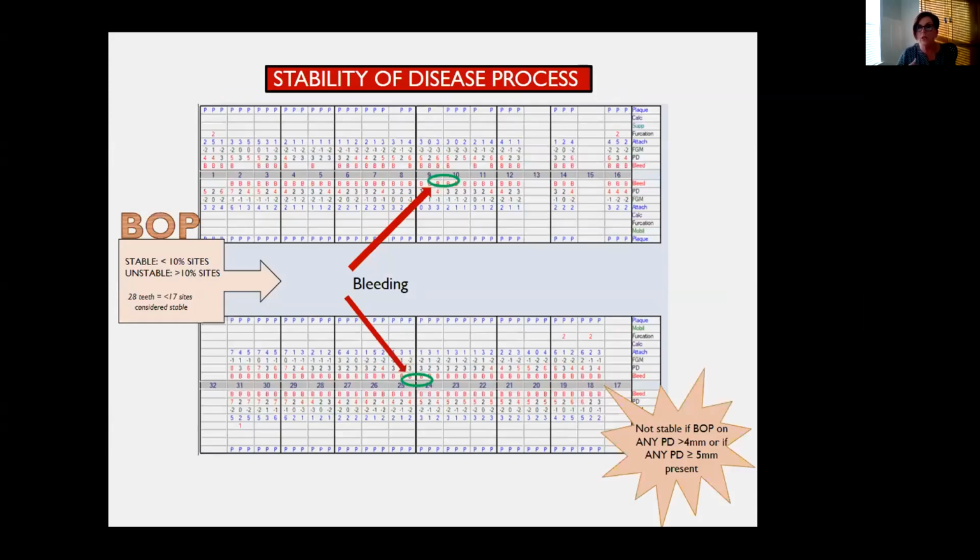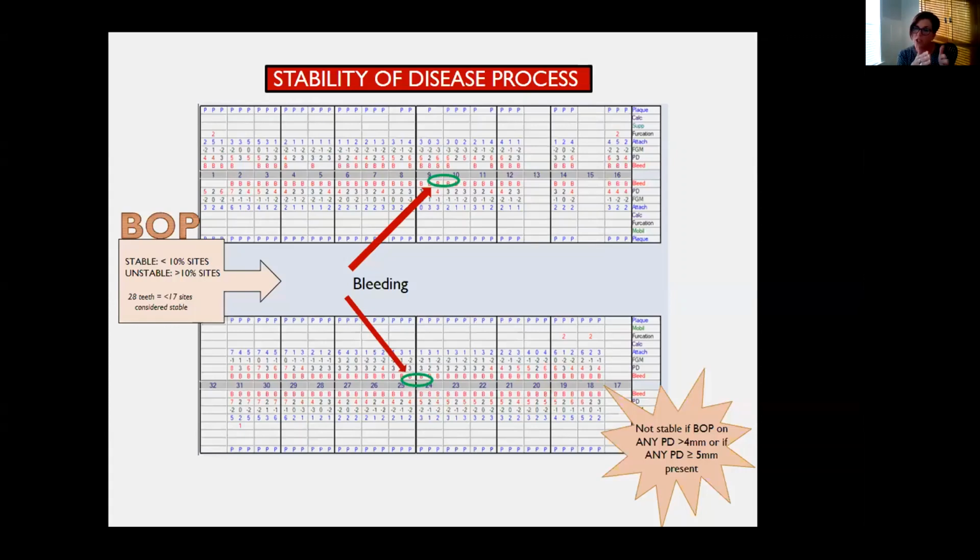All right, so now we're looking at the stability, which basically is bleeding. It's considered stable if there is less than 10% bleeding. But the caveat is that if they have any pockets that are 5 or more, it's not considered stable, whether it's bleeding or not. So they've got the bleeding stopped, but they still have a 5, it's not considered stable.